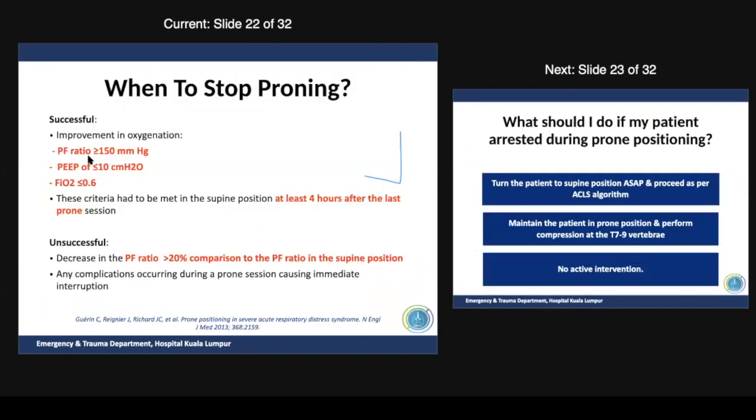Okay. This is the indication, kita tahu nak start. Kita tahu bila nak start. The best time ialah 24 hours to 48 hours after stabilization. Tapi kita kena tahu juga bila kita nak stop proning. Ada dua je senario. Satu maknanya kita berjaya, satu tak berjaya. Okay, yang tak berjaya saya rasa tak ada masalah.